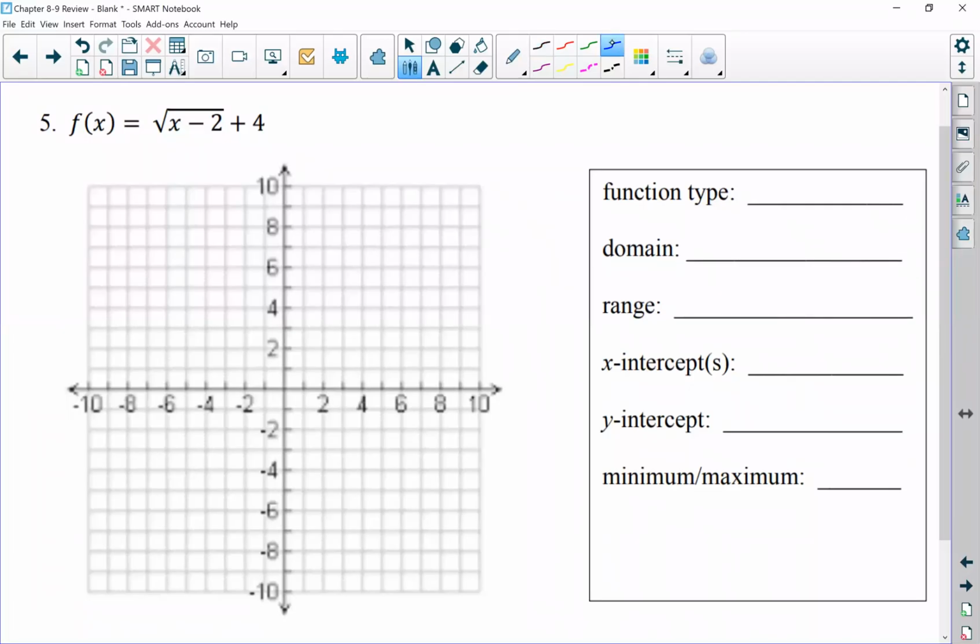All right, problem 5. This problem has a square root in it, so the function type is a square root, sometimes just called a root. It will be specific square root.